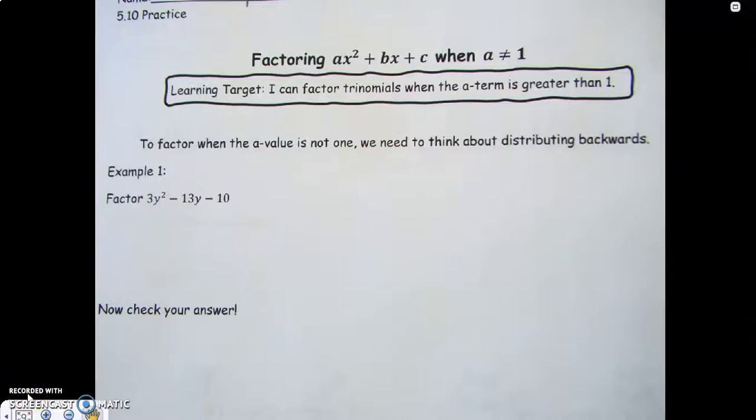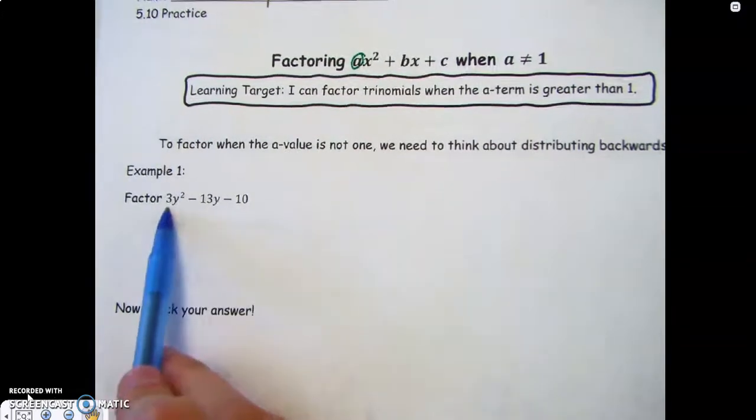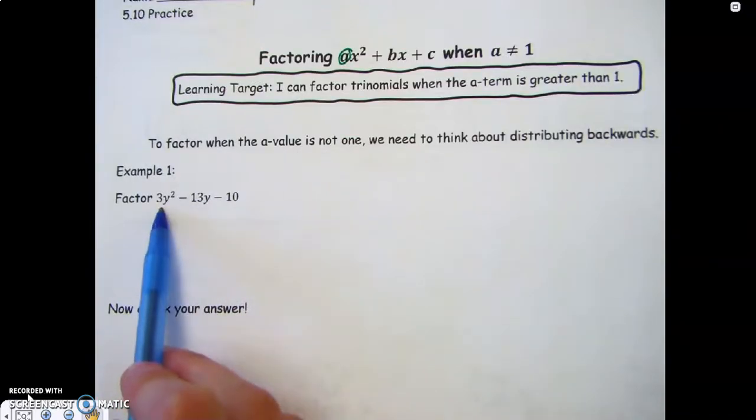Okay, in this lesson, we're going to talk about factoring trinomials when a is greater than 1. So last week, we really focused on when this a term was 1, the number in front of the x was 1. Now we're going to make it a bigger number. So if you look at this first example here, this a value, I know there's no x's, but with the variable, the a value is 3.